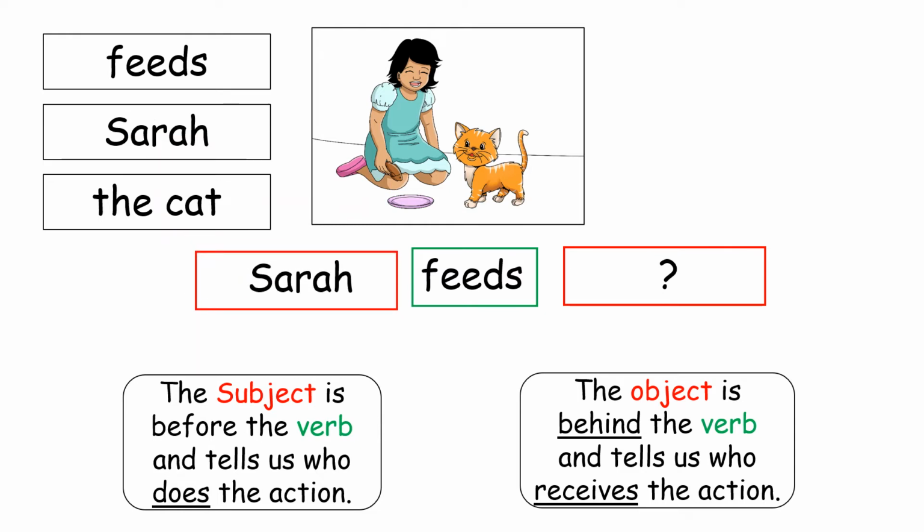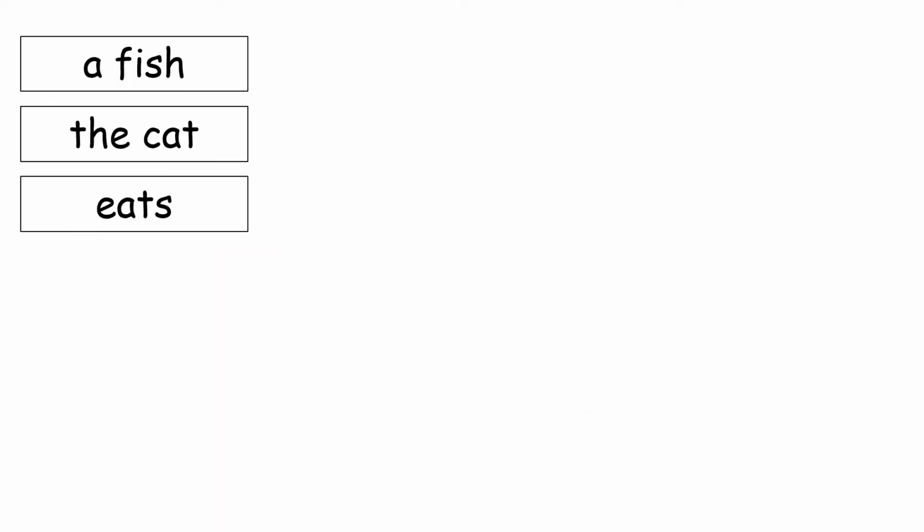Sarah is the subject. She is doing the action of feeding. Then who, or what, is the object? It is the cat. The object tells us who receives the action. So subjects do the action and objects receive the action.